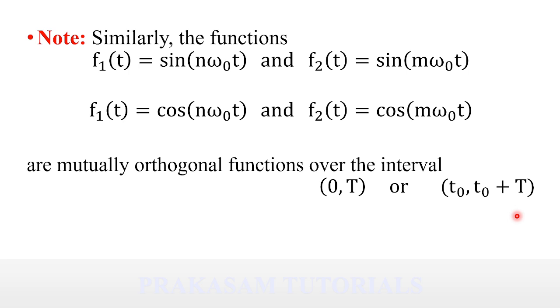Similarly, there are other combinations of orthogonal functions. In the previous example, the two orthogonal functions were sine of n omega naught t and cos of m omega naught t. Another combination is f1 of t equal to sine of n omega naught t and sine of m omega naught t, which are also mutually orthogonal functions for all integers n and m over the interval 0 to capital T. And another combination is cos of n omega naught t and cos of m omega naught t, which are also orthogonal functions over the interval 0 to capital T for all integer values of n and m.